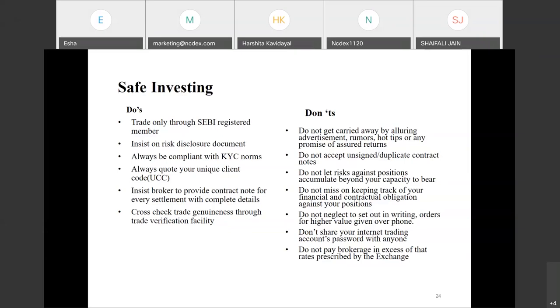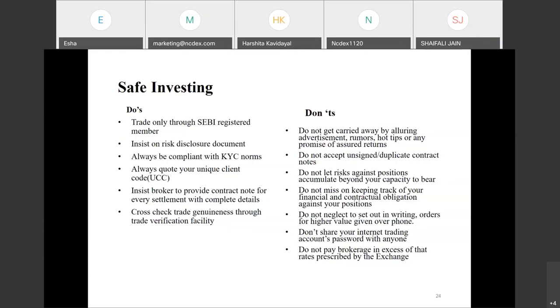Always be compliant with KYC norms, where you give all information. In the KYC norms, everything is written: your buy position, sell position, order date, trade details, then brokerage, various tax obligations, as well as the most crucial, the arbitration clause. Always be compliant with your KYC norms.